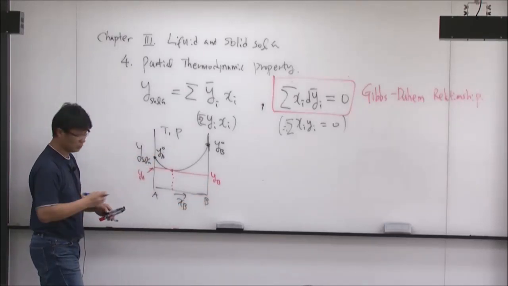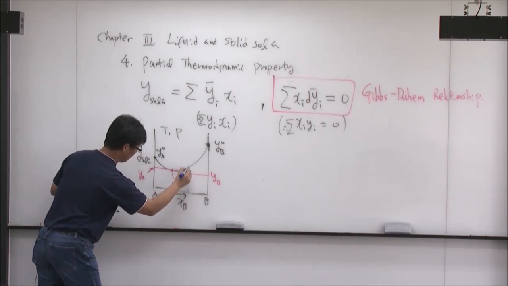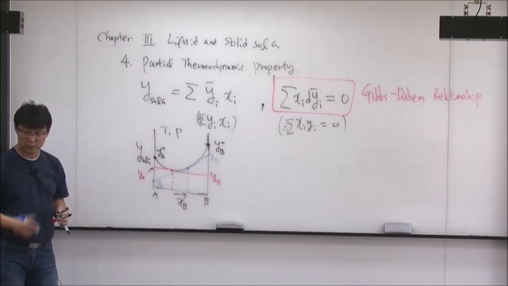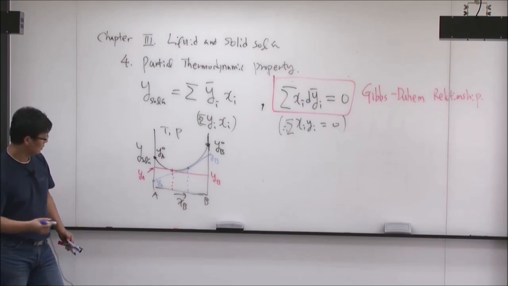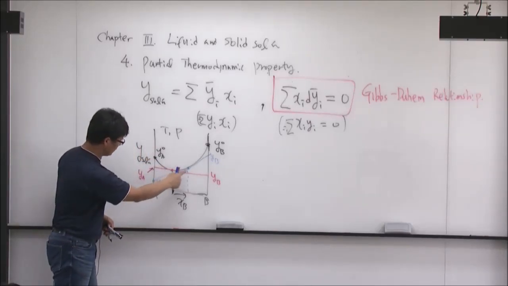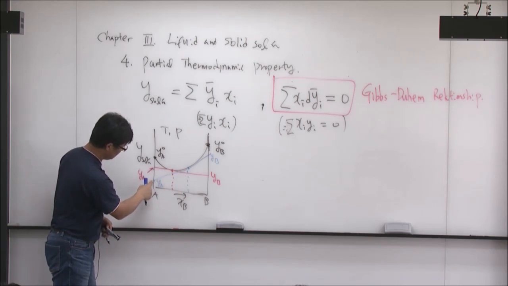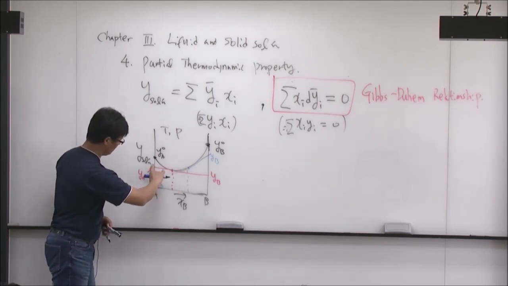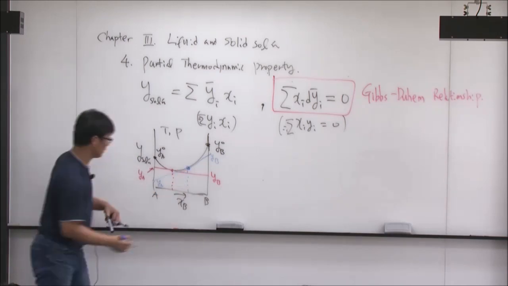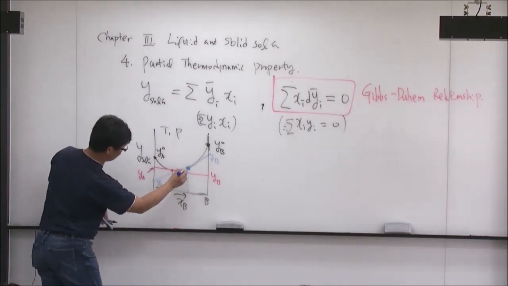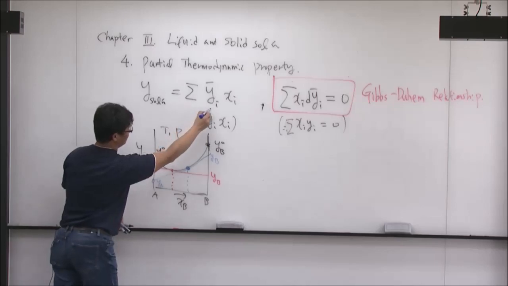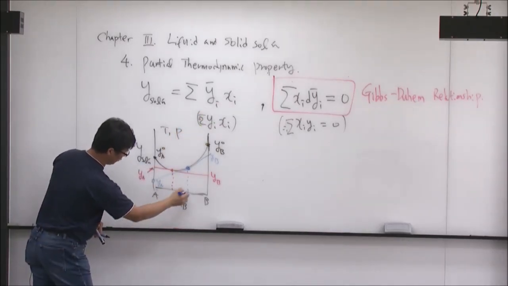And then if you take another composition here and draw the tangent line, this is now Y_A, this is Y_B. So Y_A and Y_B change with the composition, because this is basically a linear summation. So to get to this point, which is Y of solution, I want the summation of each partial property times its mole fraction. So x_B is this mole fraction, yeah?